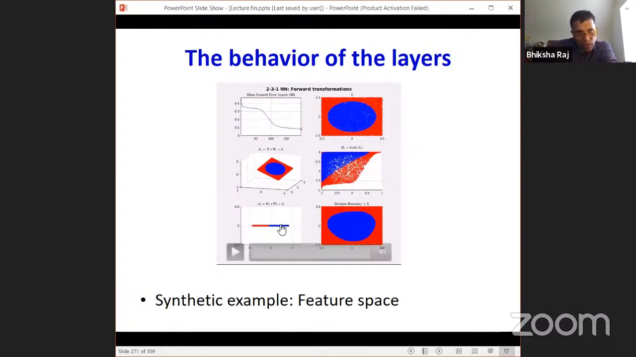to a one-dimensional value through an affine transform, this three-dimensional figure gets collapsed to this picture here, where all the blues occur on one side and all the reds occur on the other side. And now I can apply a threshold here, which clearly separates the blues from the reds.